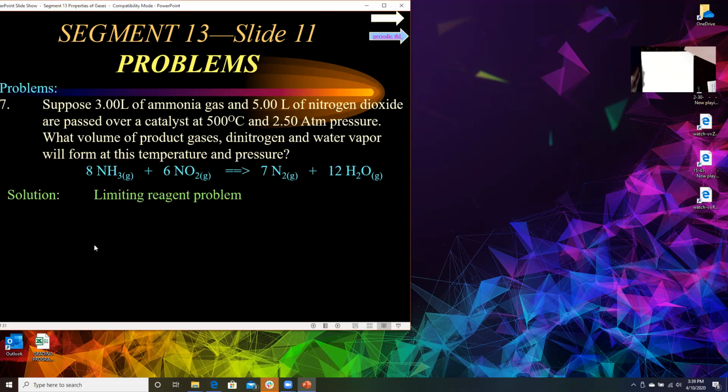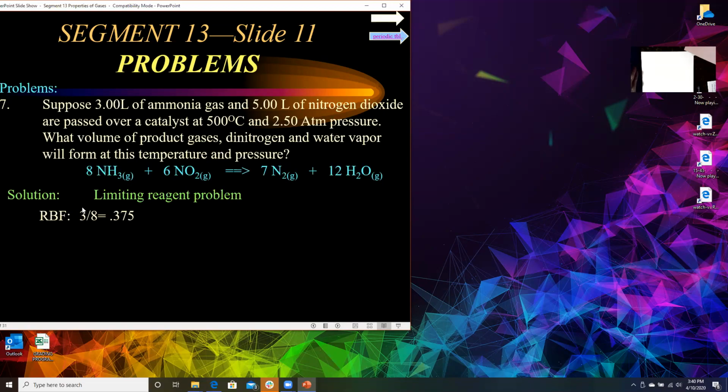Now, this is going to be a limiting reagent problem. So we take the volume that, remember, we're going to treat these balancing coefficients as if they were liters. That's what the law of combining volumes said we could do. We don't have to treat that like 8 moles. I can say 8 liters of ammonia and 6 liters of nitrogen dioxide would make 7 liters of nitrogen and 12 liters of water vapor. That would be the same for all of these. So it's a stoichiometry problem.